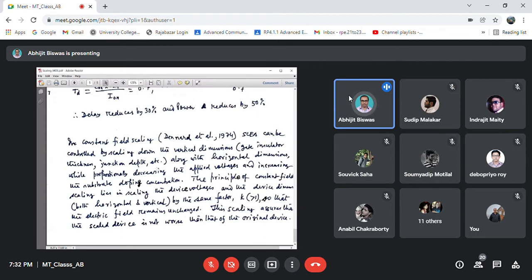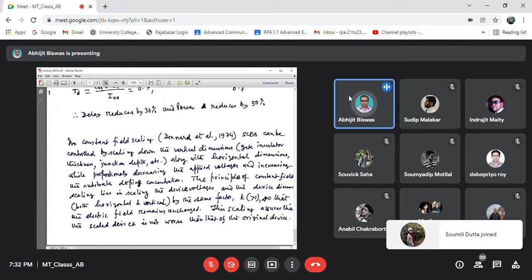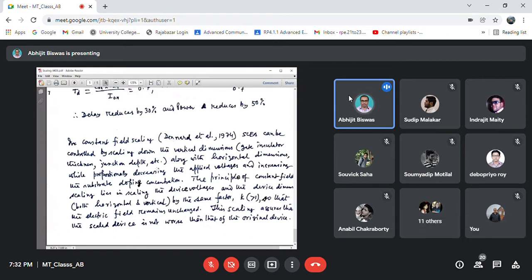In the scaled device, in the miniaturized device, the electric field at the different points of the device should not be higher than in the larger device or the earlier device. And in that way, you can ensure high performance in the miniaturized device. That means you can get the benefit of reduced delay, reduced area, and reduced power consumption.